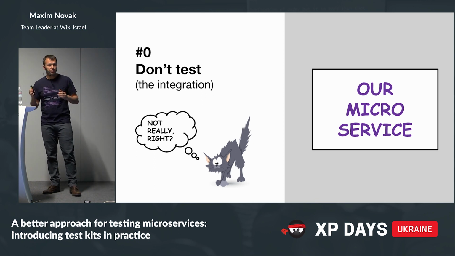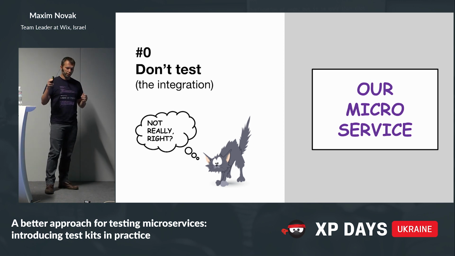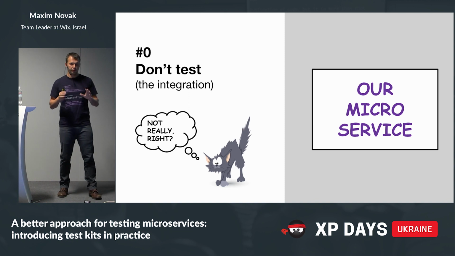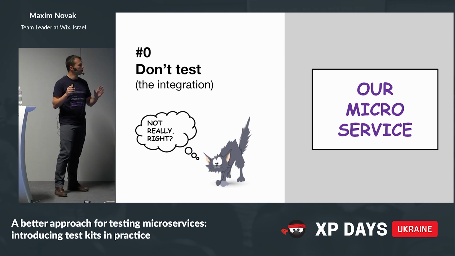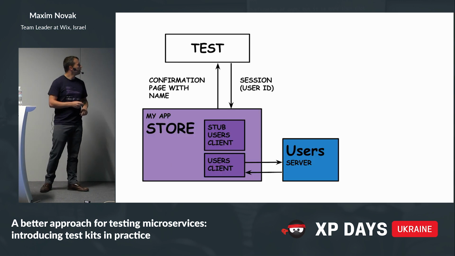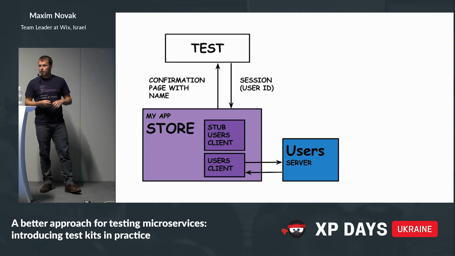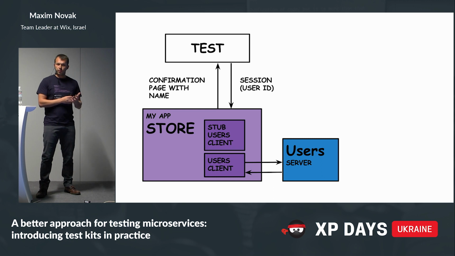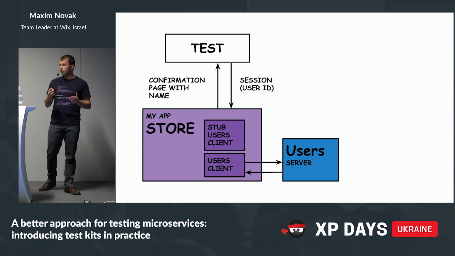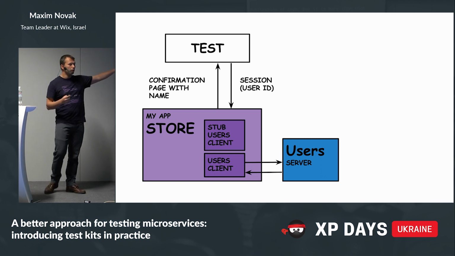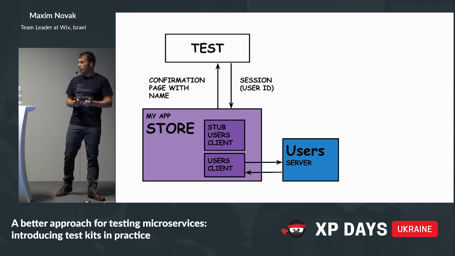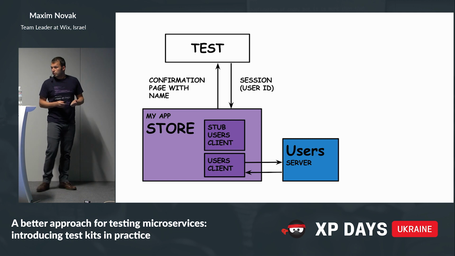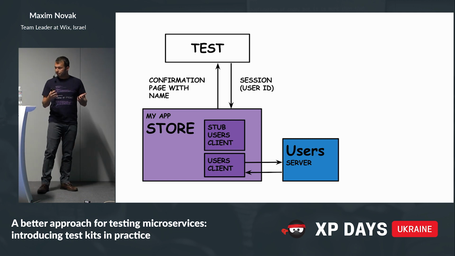Now, some developers find a way to go around this, and they think that they test, but not really. I want to show it to you, so everyone here is aware of this approach as well. This kind of test is called an in-process component test, and it means that we have another implementation of the users client. We'll call it stub users client. So we just avoid the problem.